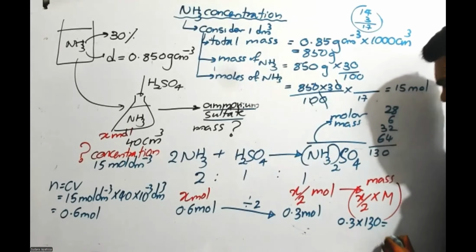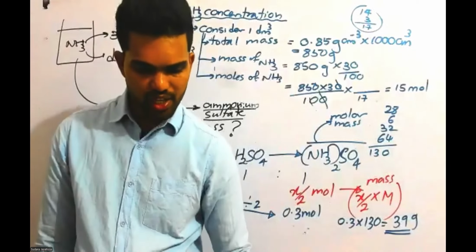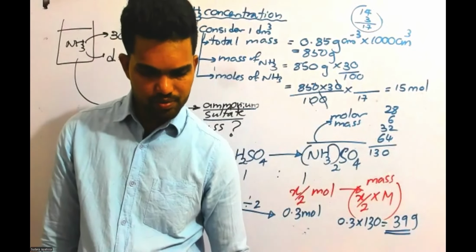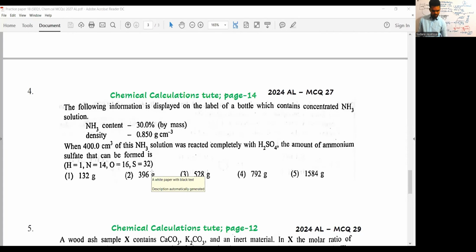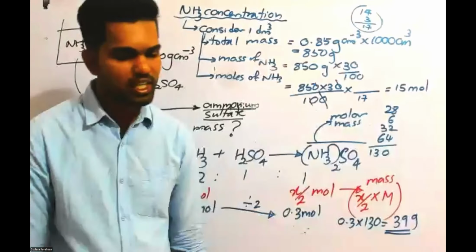Is that clear, the method we did the question? Any doubts on this one? Let's see whether that answer is there. No, that is not there. So that means we missed something. So let's go and figure that out quickly. It is 400 centimeter cube, no? Yeah, I got it as 40.